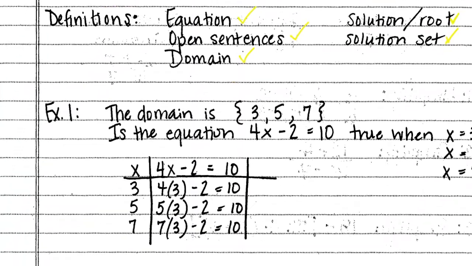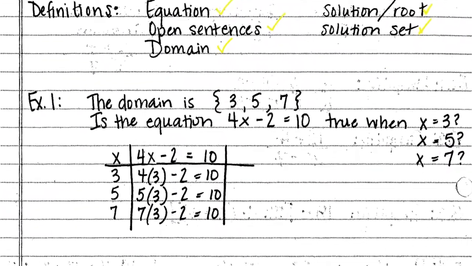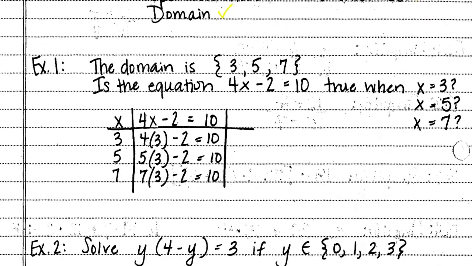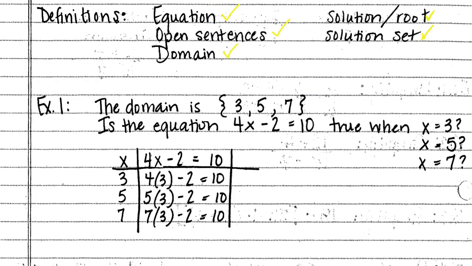In example 1, I'm just going to show you the whole question and what my expectations are for you as a class. I do want you to write this out like you see it. Yes, I know it's a pain. Yes, I know you could probably just solve it in your head, but I want you to write it out as you see. Example 1 says, the domain is 3, 5, and 7.